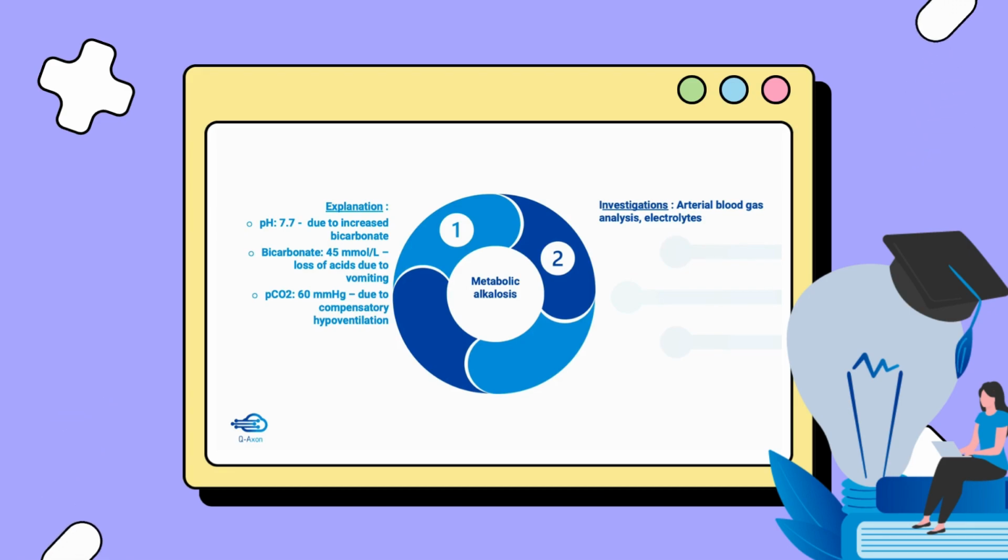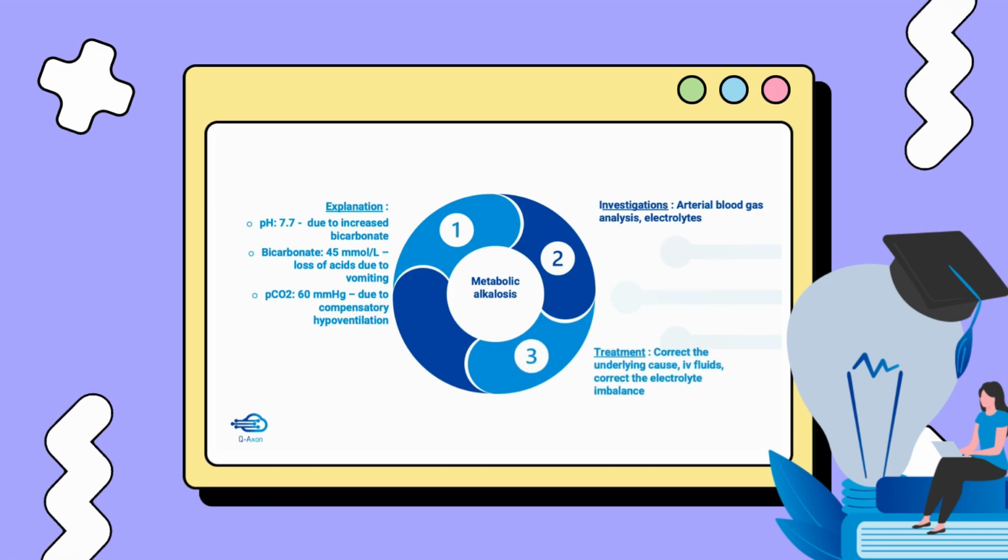Coming to the investigations to diagnose the case of metabolic alkalosis, mainly the arterial blood gas analysis and the serum electrolytes along with blood sugar, creatinine, and urine for pH, ketone bodies, and chloride levels. How do you manage the case? Mainly, the underlying cause has to be treated and corrected. A trial of IV chloride rich fluid is given if there is a high index of suspicion of chloride responsive metabolic alkalosis caused by loss of GI fluid.